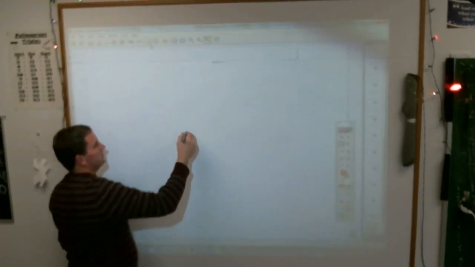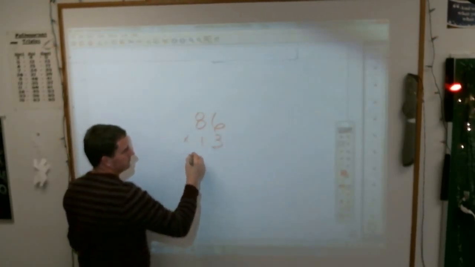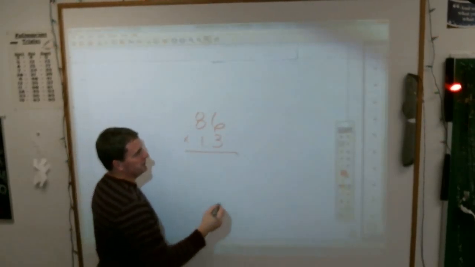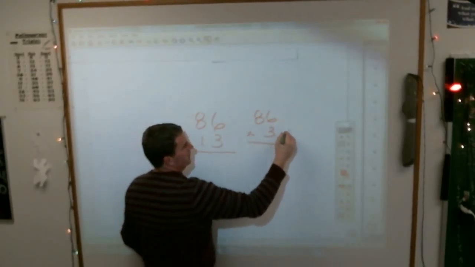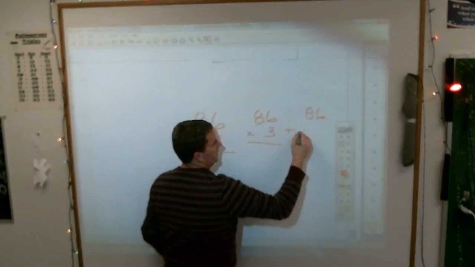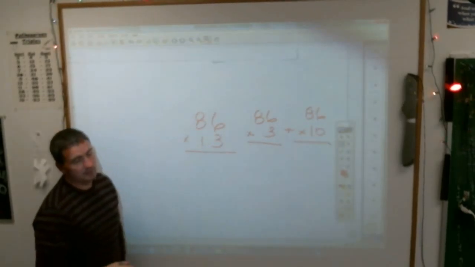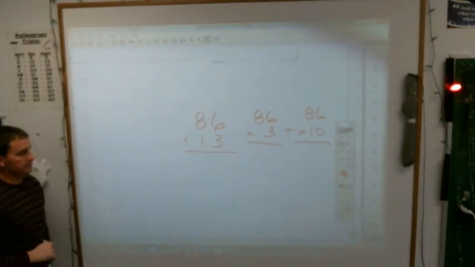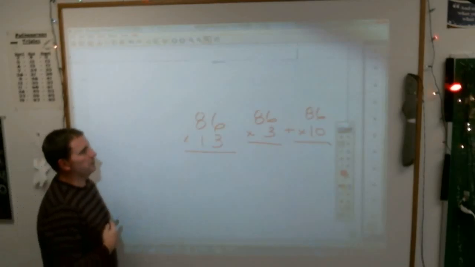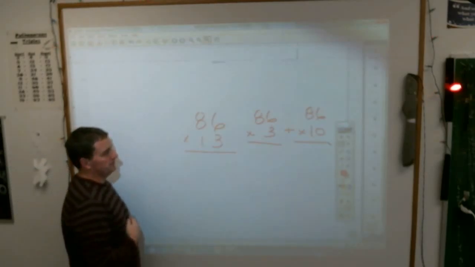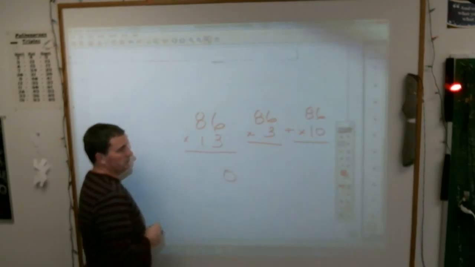So another one. What about 86 times 13? That really is the same thing as 86 times 3 plus 86 times 10. Let's do this problem first. What do you get if you do that? Go ahead and do that problem. Don't forget, what most people forget to do is put that 0 down when they get to the 1, so make sure you do that.